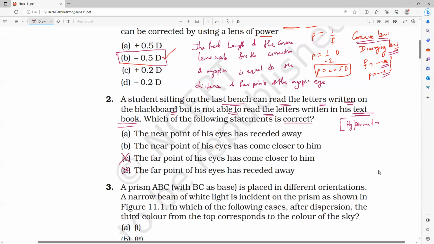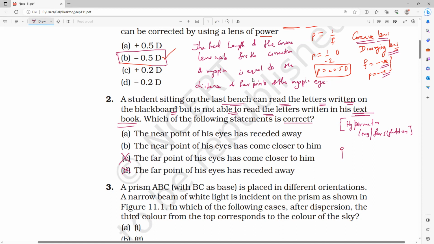Hypermetropia. We can also call it what? Long-sightedness. Understanding? So that is what you have to remember. Now he cannot see near objects clearly, but he can see far objects.